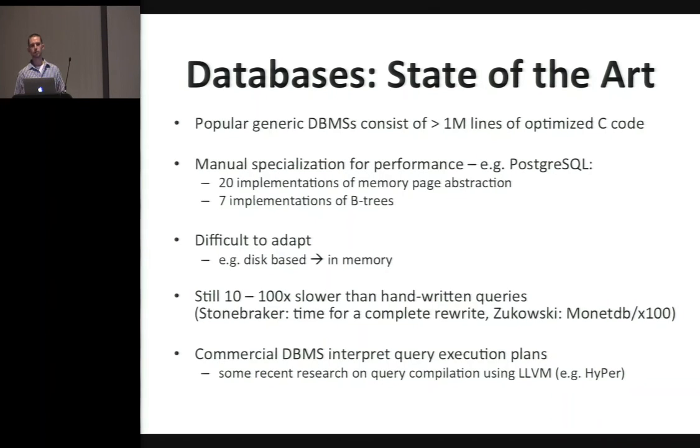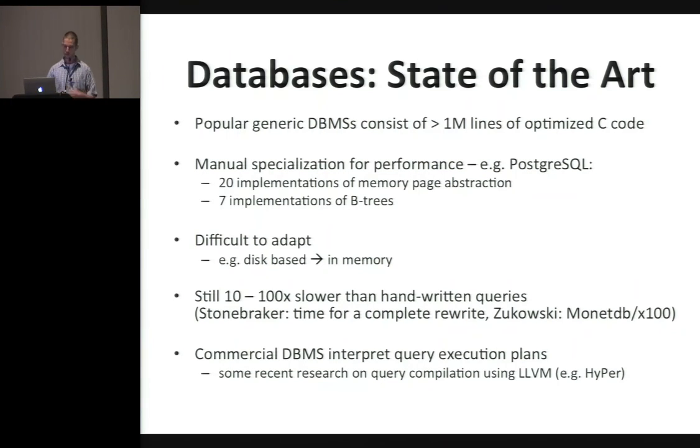And if you look at the state-of-the-art in database system implementation, then you will find that most of the commercial or open source database management systems are really these huge, humongous code bases, right? So upwards of 1 million or even 10 million lines of highly optimized C code. And the question is, okay, why are these systems really so big? And one reason is that there's a lot of specialization going on in these systems, right? And that is mostly done for performance reasons. So we actually looked at the PostgreSQL code base, and we found that there are about 20 implementations of a memory page abstraction and about 7 implementations of B-trees.